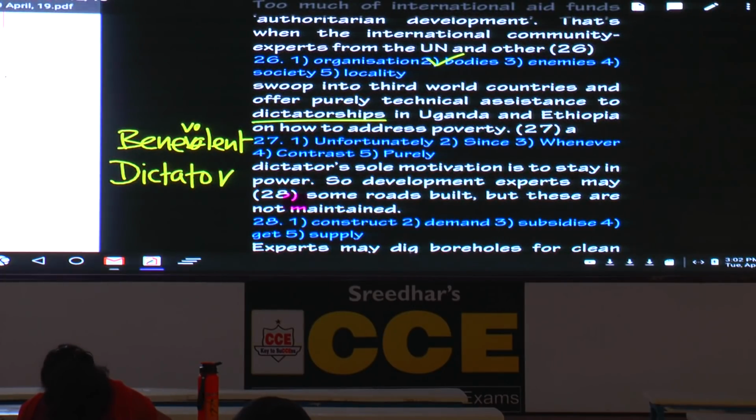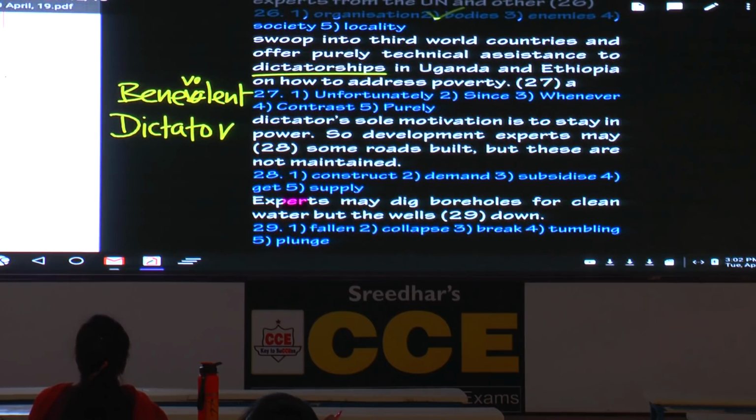Right or wrong? So human nature, whatever it is, we'll see. Now the next sentence, the first option, what is it? Unfortunately, a dictator's sole motivation is to stay in power. That seems right or wrong? Are you guys listening? Oh, you haven't read this. You haven't read this, my mistake. But here the word is unfortunately. Please write: unfortunately, a dictator's sole motivation is to stay in power. So development experts may, this is a bit difficult. Read the sentence and tell me what is the answer.